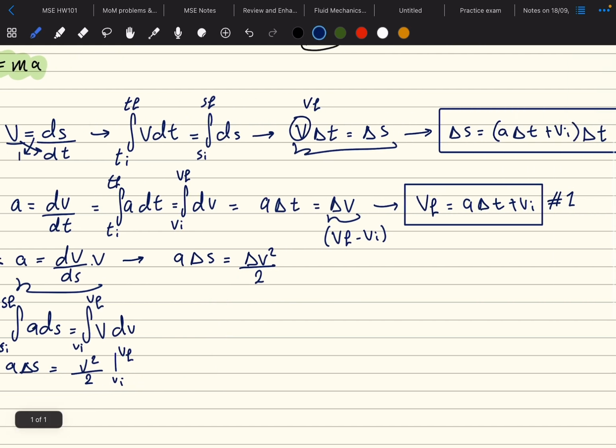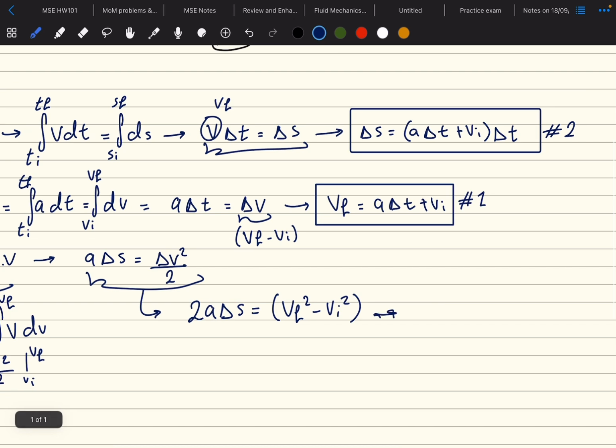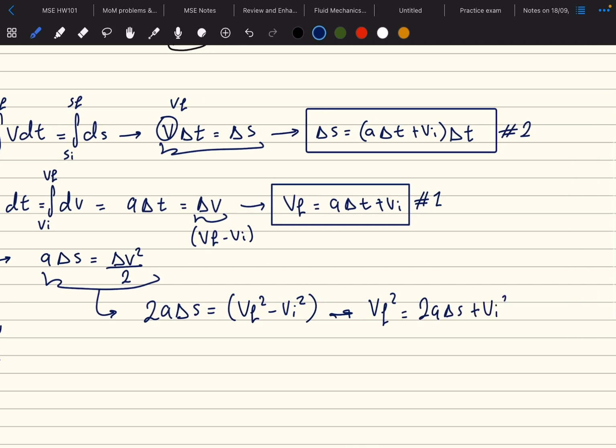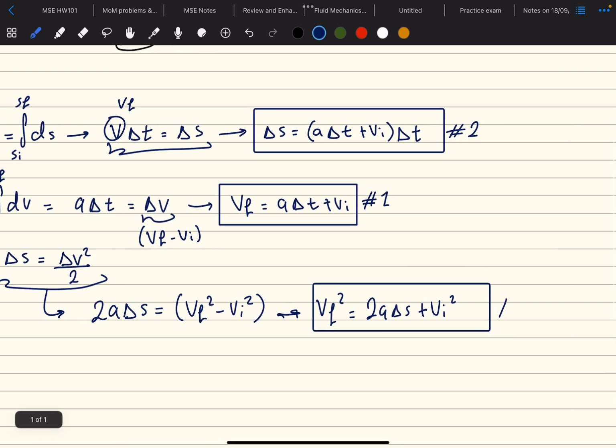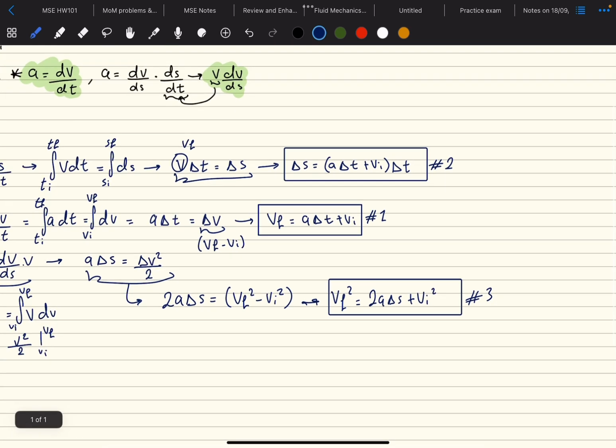So then, just move this further down. Then we'd get 2a delta s is equal to v final squared minus v initial squared, which then would be v final squared equals 2a delta s plus v initial squared. And that's it. Here are our three kinematics equations.